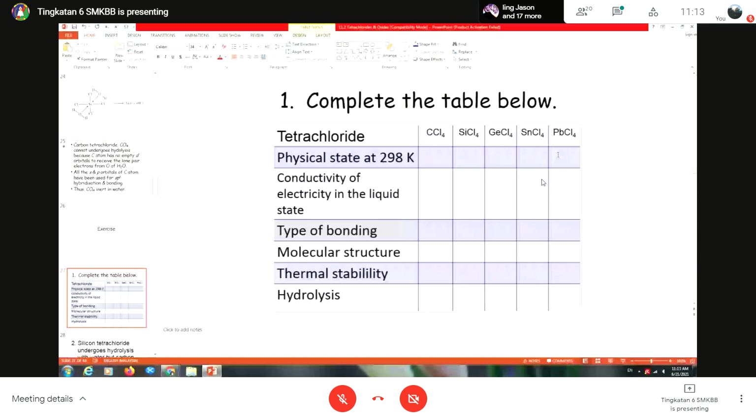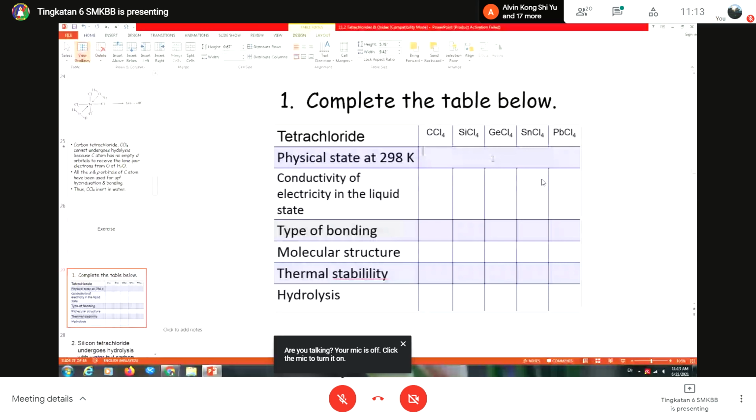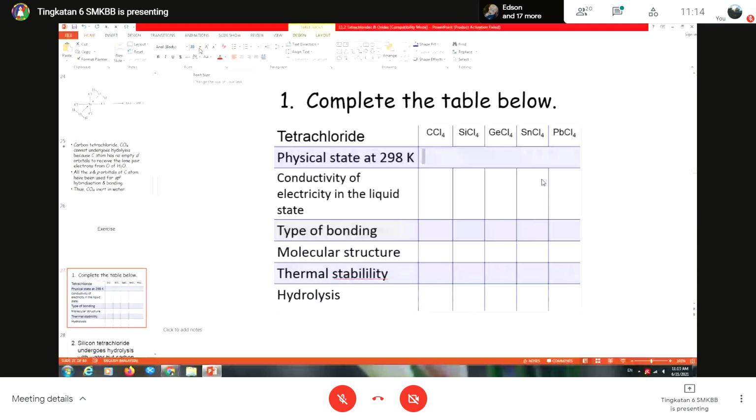Alex answered the fastest. I think this one should be direct. All of them will be liquid at room temperature. 298 Kelvin is 25 degrees Celsius. Room temperature, right? So all of them will, of course, have the same answer. Except for physical state, I didn't say all of them will be like that.